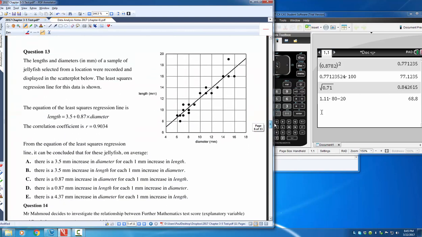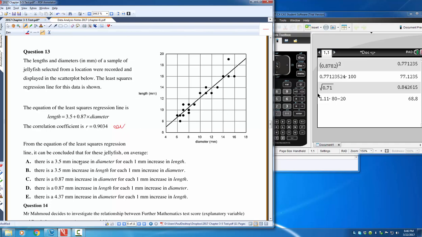Alright. Lengths and diameters of a sample of jellyfish selected from a location are recorded and displayed in a scatter plot. So what we've got is a least squares regression line, correlation coefficient. It can be concluded that. So again, really common VCAA question here. What we notice is that as these values increase, these values increase. So we're looking for increases in the explanatory variable of 1.